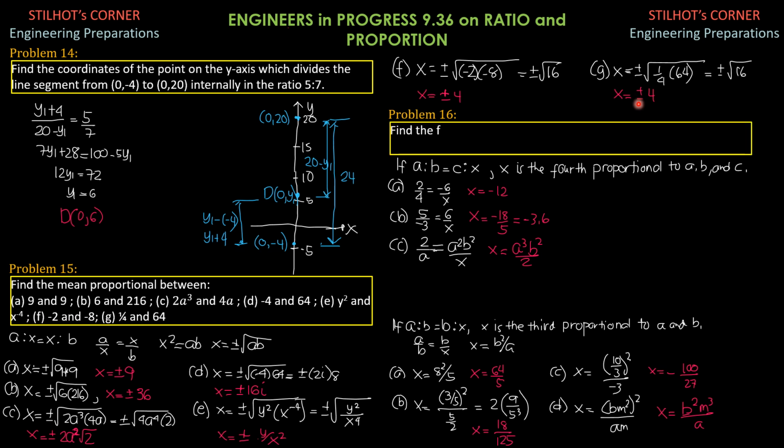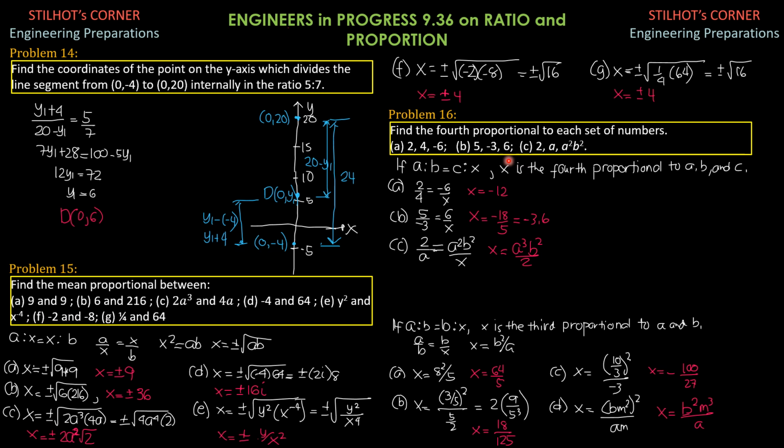Problem 16, find the fourth proportional to each set of numbers. A: 2, 4, negative 6, B: 5, negative 3, 6, and C: 2a, a squared, b squared. So this is the guide. A as to B equals C as to X. X is called the fourth proportional to A, B, and C. So therefore, 2 over 4 equals negative 6 over X. So X is negative 24 over 2. So that's negative 12.